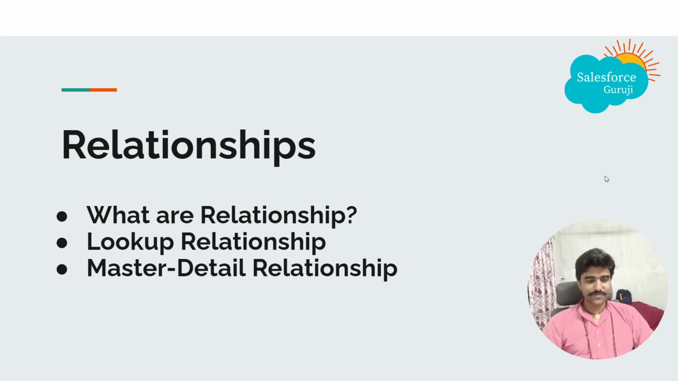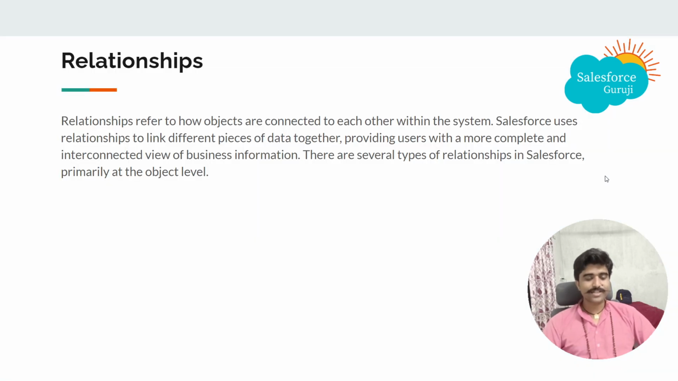Okay. So first of all, let's start with what relationship types are and what they actually do. Relationships refer to how objects are connected to each other within the system. Salesforce uses relationships to link different pieces of data together, providing users with a more complete and interconnected view of business information. There are several types of relationships in Salesforce, so we'll see all of those.